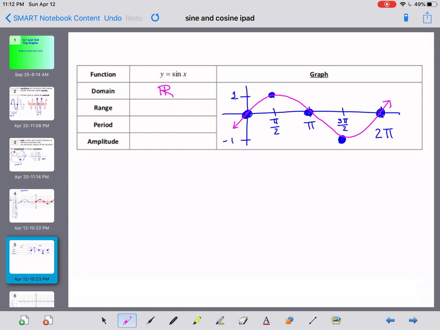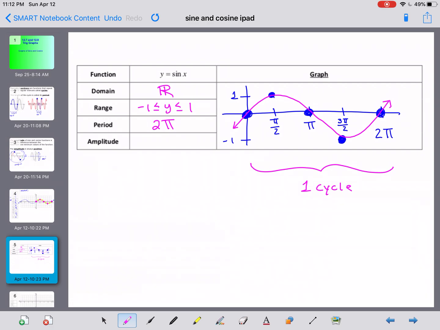Our range is our y values, right? How high and low are we going? We're going from -1 to 1, and we do hit those points, so we're going to include them. The period is how long is one cycle. This is one cycle. So how long is that one cycle? That's the period. It is 2 pi.